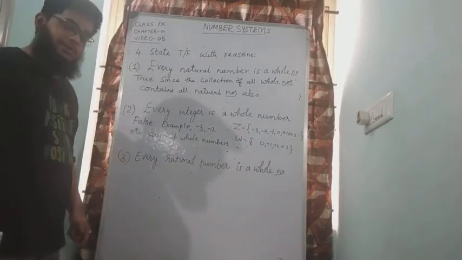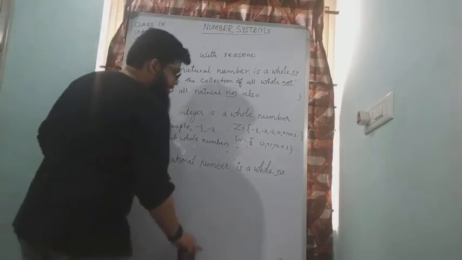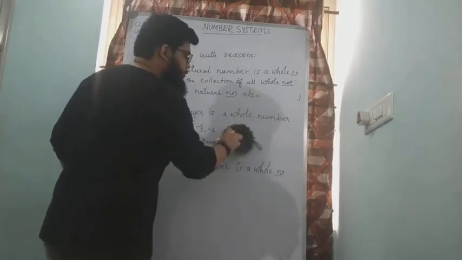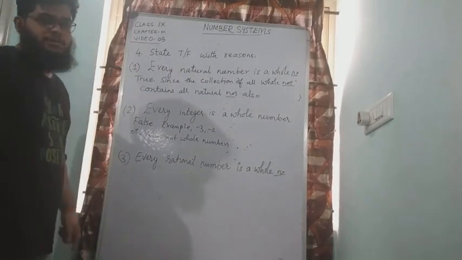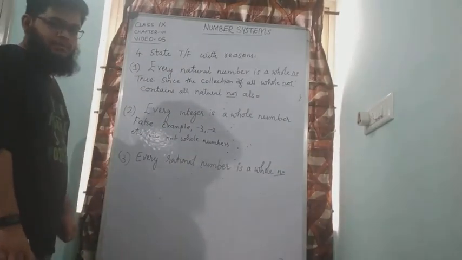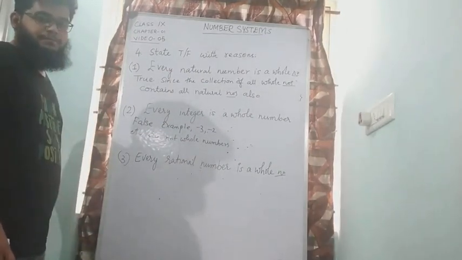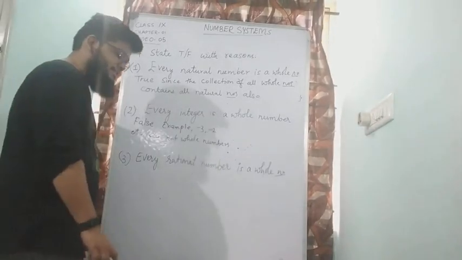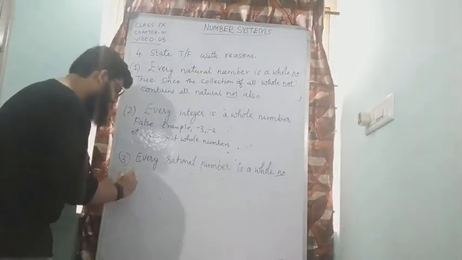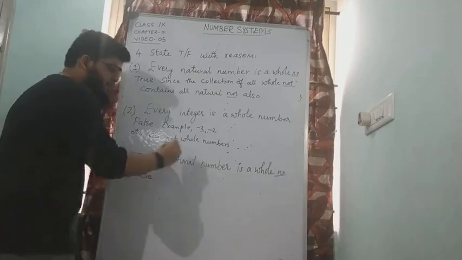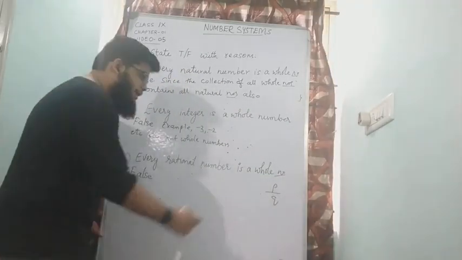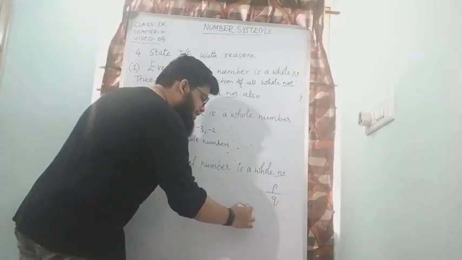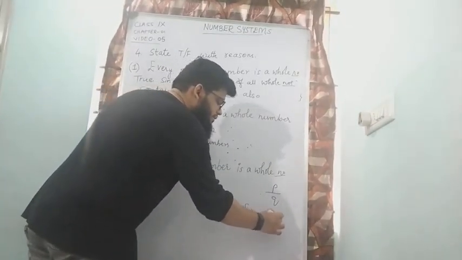Finally, coming to third one. There is no need to mention this, otherwise if you want to write it, it's your choice. Every rational number is a whole number. Every rational number is a whole number. Try to think about it. What do you think the answer is? The answer is supposed to be false. What are rational numbers? Numbers that can be written in the form of p by q. What are whole numbers? Starts with 0, all positive numbers.